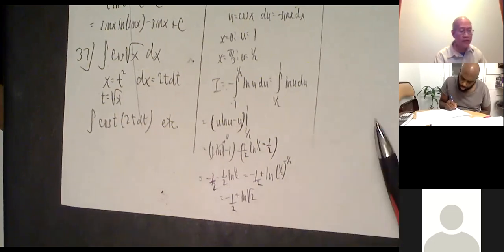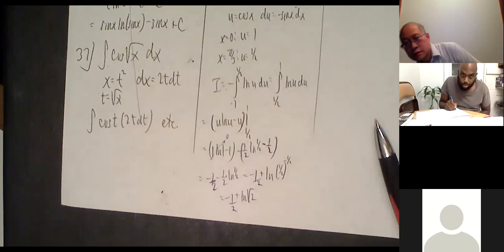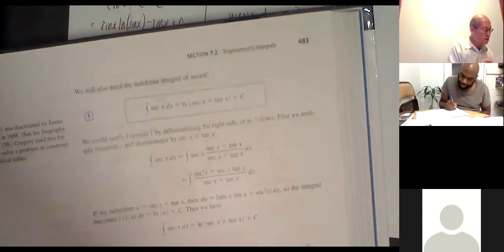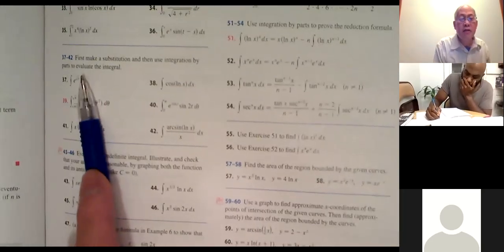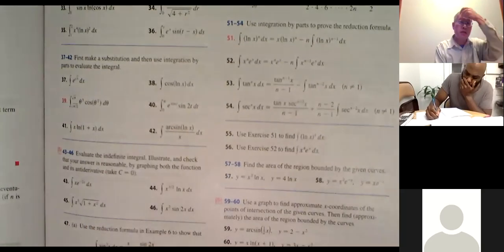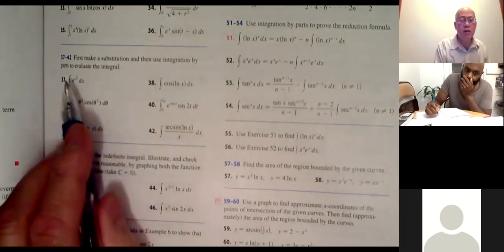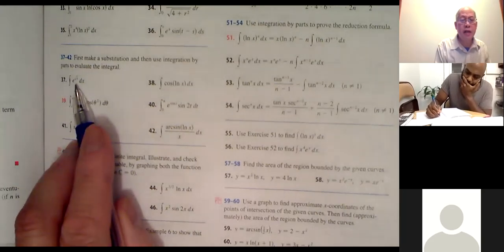Okay, then 37 is kind of different. You have to make a substitution first. Let me see if I can show it to you. 37: e to the radical x. First make a substitution and then use integration by parts to evaluate the integral. The integral is e to the radical x dx. If you can't see it, that's okay. I'll show it to you here.